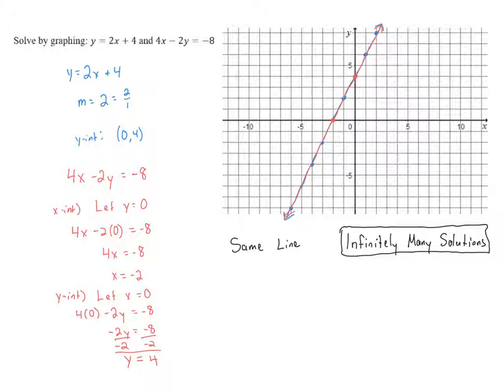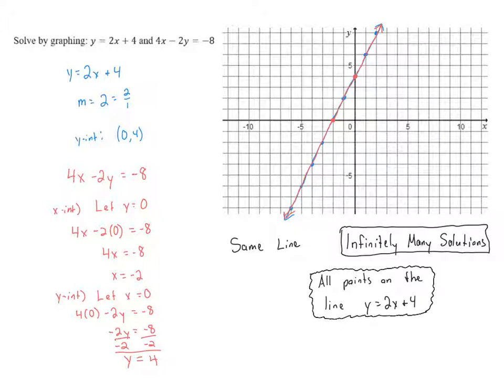Some people might put for a solution all points on the line y equals 2x plus 4. Now, that's actually more specific, because if we just say infinitely many solutions, it tells how many solutions there are, but it doesn't explain where they fall on the xy plane. But if we say all points on the line y equals 2x plus 4, that is a more specific answer. So some instructors might want that.